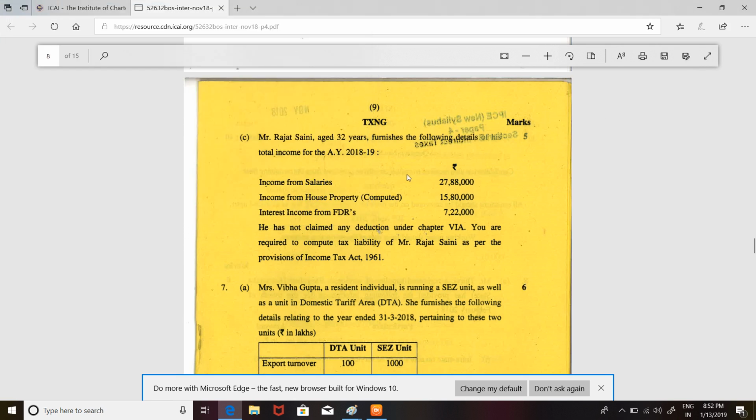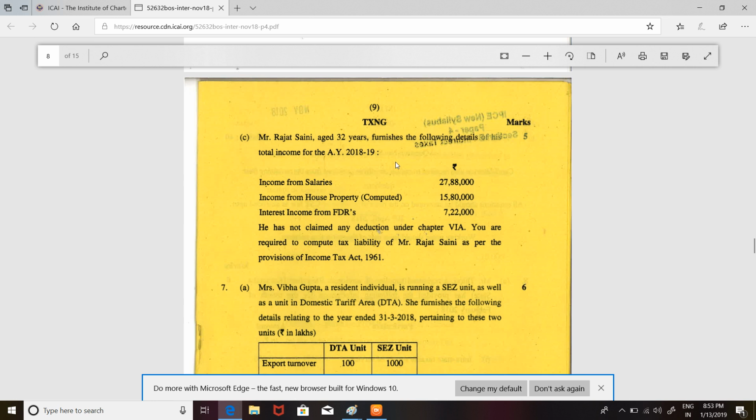It was asked for 5 marks. Income from salaries 27,88,000. Income from house property computed 15,80,000. Interest income from FDRs, which will be taxed under the head other sources at normal rate, 7,22,000. The total income comes out to be 27,88,000 plus 15,80,000 plus 7,22,000, that is 50,90,000. I think on this marginal relief is applicable.